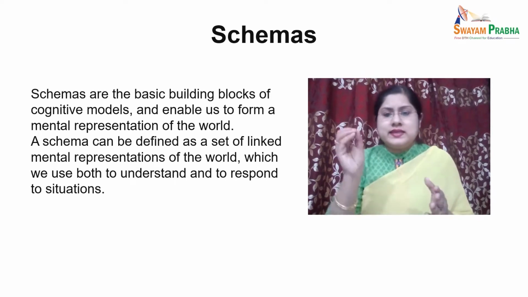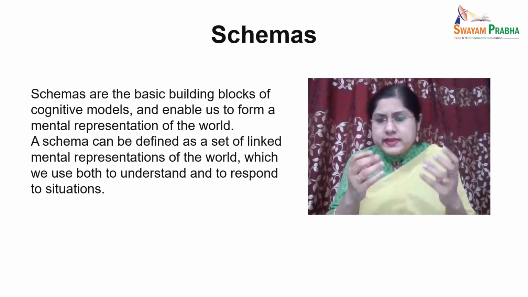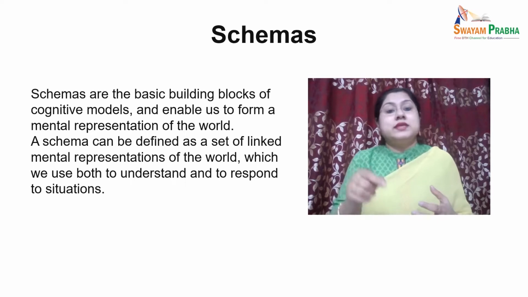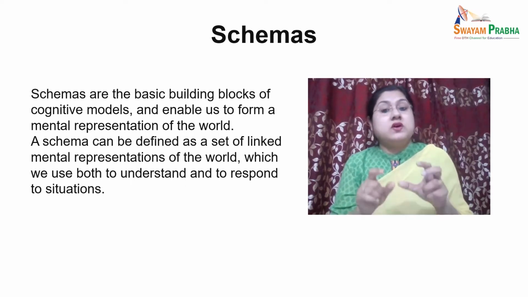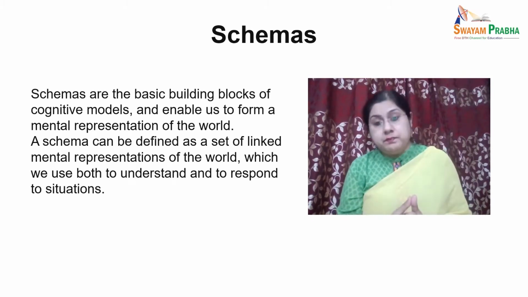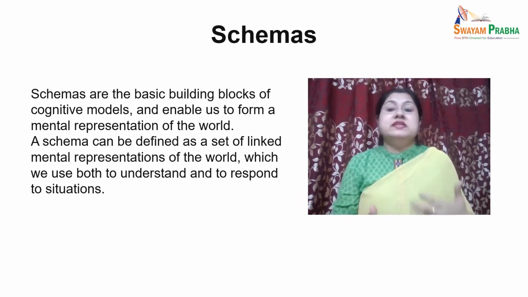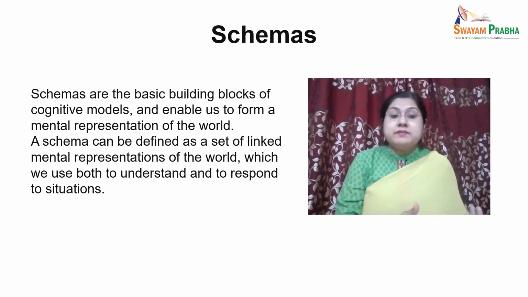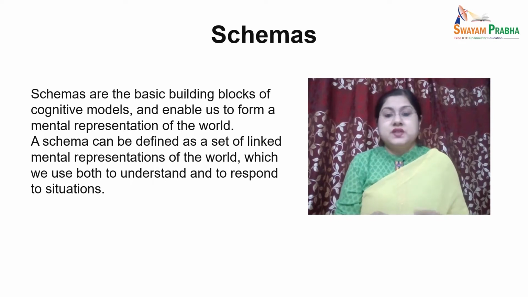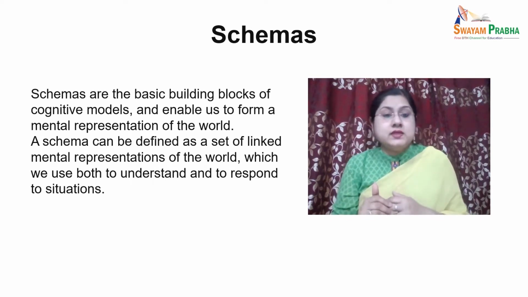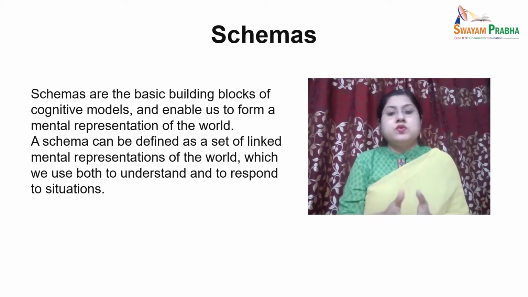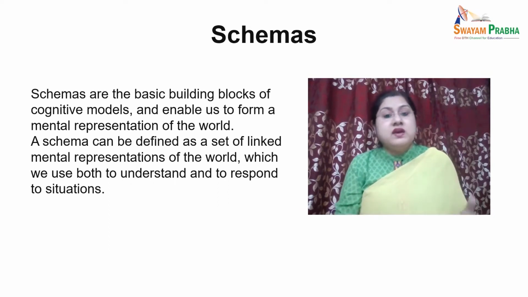When a child's existing schemas are capable of explaining what it can perceive around it, it is said to be in a state of equilibrium. That is a state of cognitive balance. Piaget emphasized the importance of schemas in cognitive development and described how they were acquired. A schema can be defined as a set of linked mental representations of the world, which we use both to understand and to respond to different situations. The assumption is that we store these mental representations and apply them whenever they are needed.